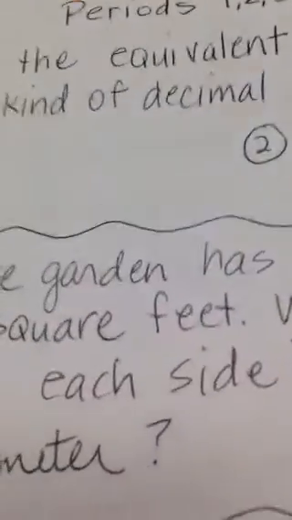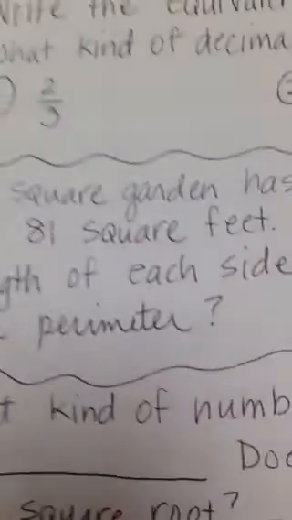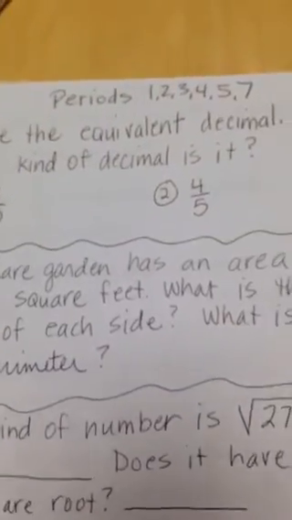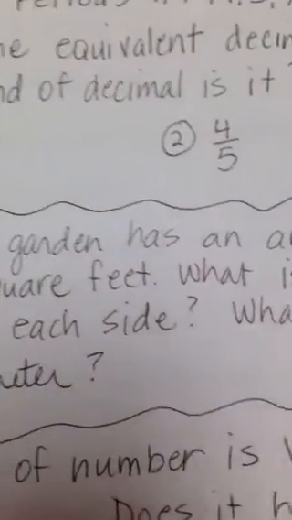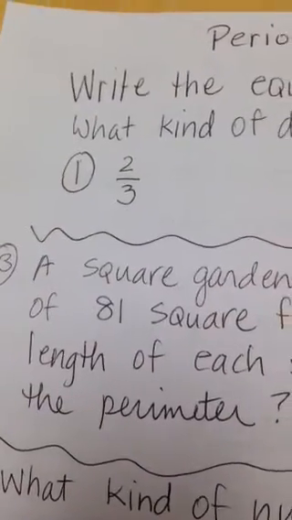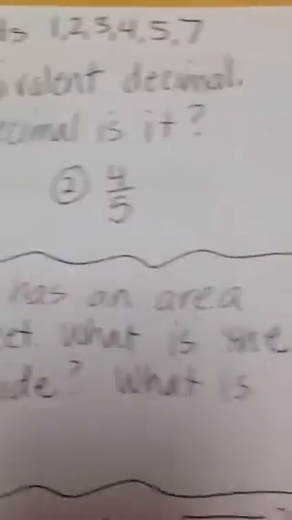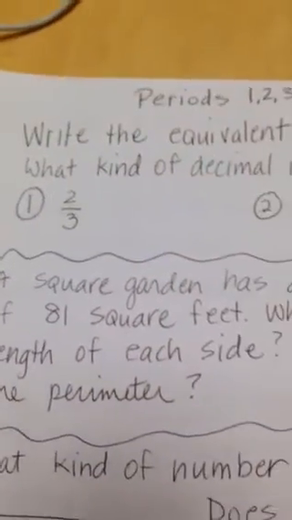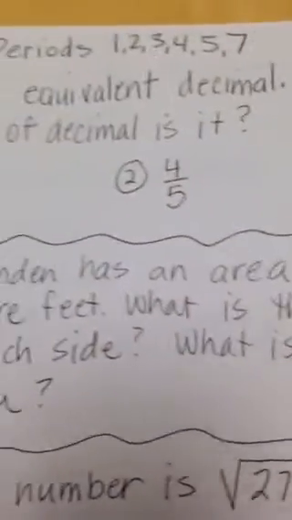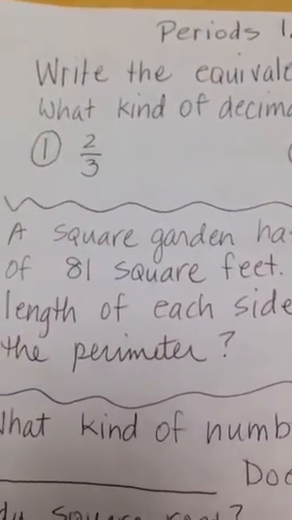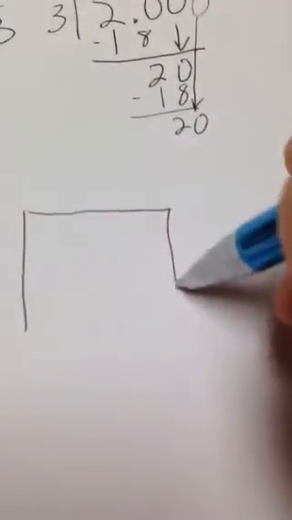Okay. A square garden has an area of 81 square feet. What is the length of each side, and what is the perimeter? So a square garden has an area of 81 square feet.